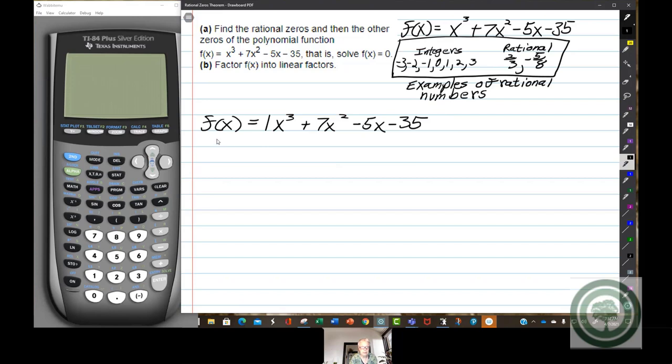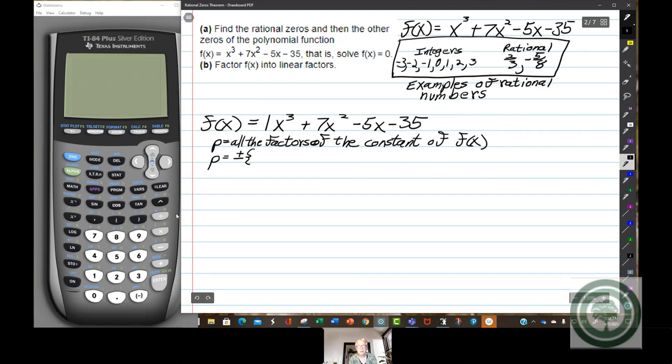What P is, very important, P is all the factors of the constant of f of x. That is that, okay? Positive and negative. So P is going to be plus or minus all the factors of 35.